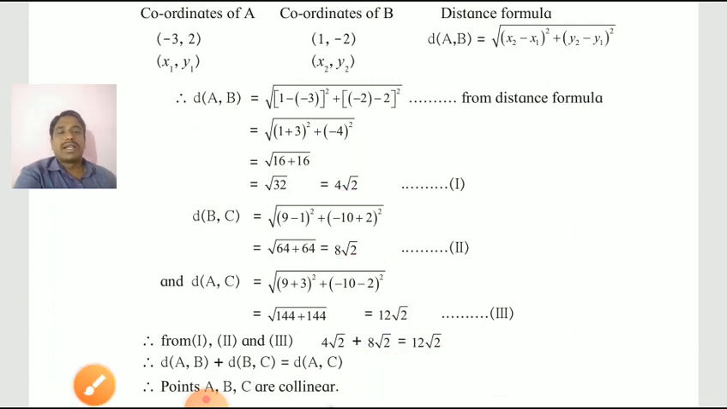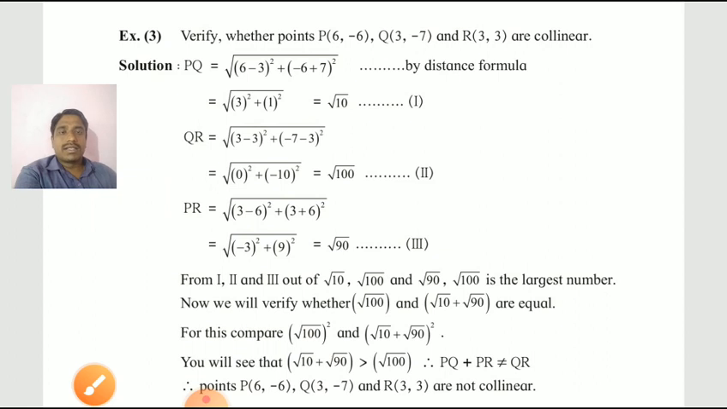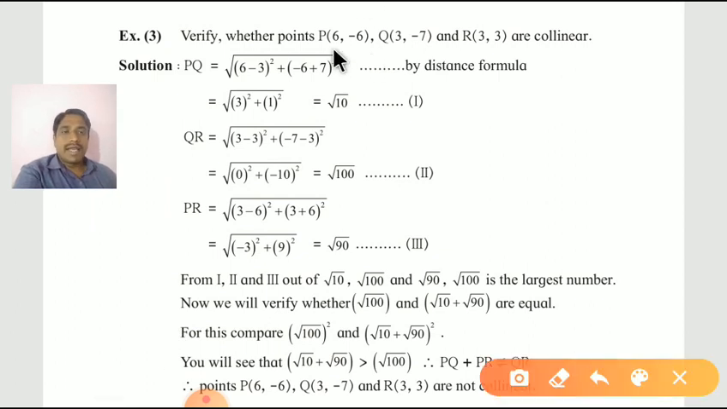In this way we consider another example. Example number 3: verify whether the points P (6, -6), Q (3, -7), and R (3, 3) are collinear.